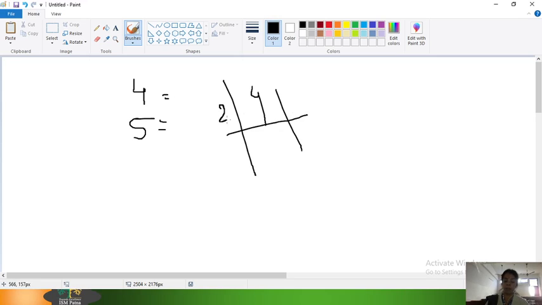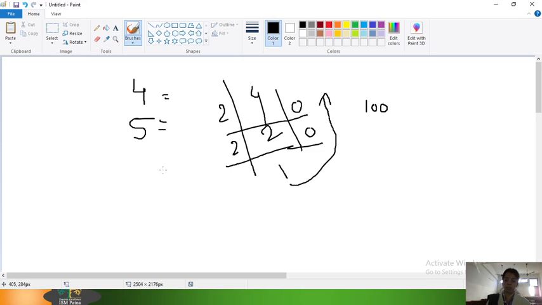So if you use 2 into 2, it will be presented as 0. Then again put 2, 1. So what will be the quotient here? That is 0. So this is the binary of 4. This is the binary of 4 here.